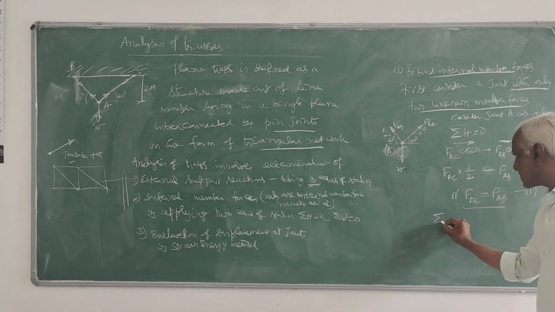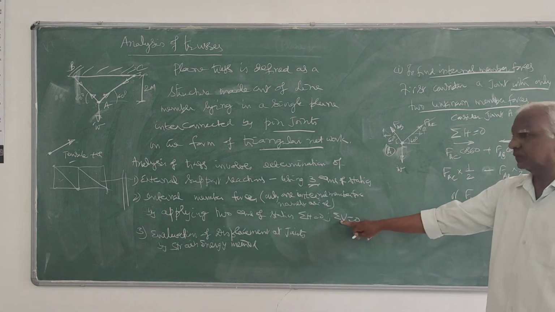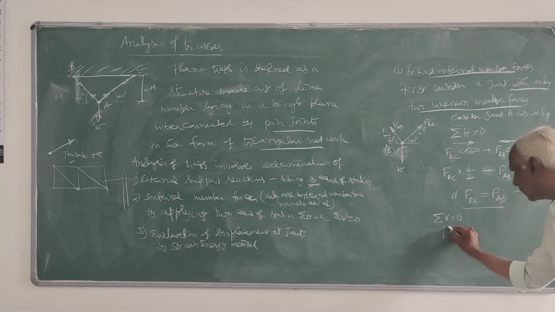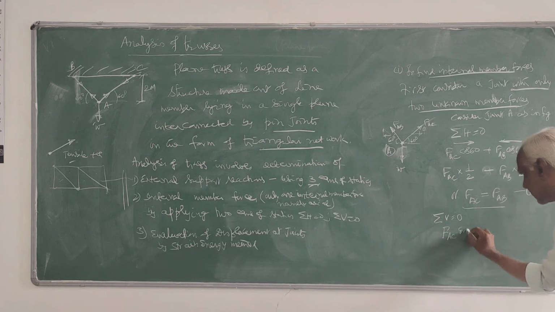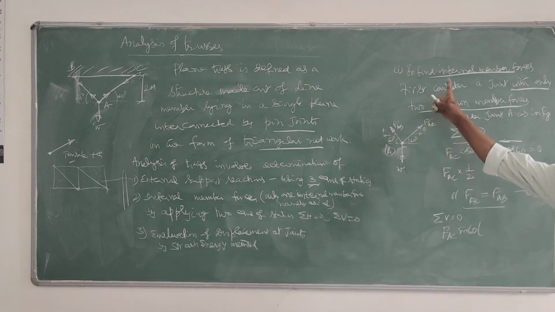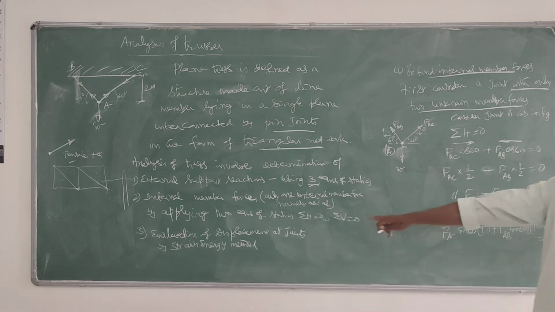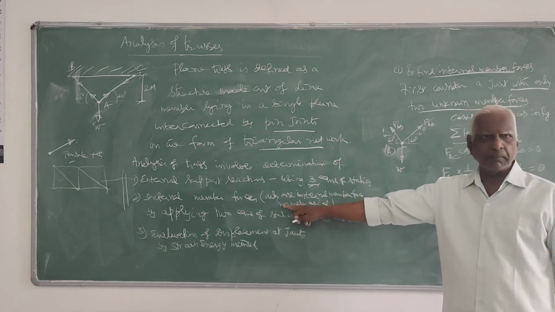Then you can adopt sigma V equals 0. You have to apply three equations of equilibrium at each joint. So you will get here FAC sin 60, that is vertical, acting up. Then plus FAB sin 60, that's also acting up. Then W acting down. It should be 0. So you have to adopt two equations of equilibrium for finding the internal member force.